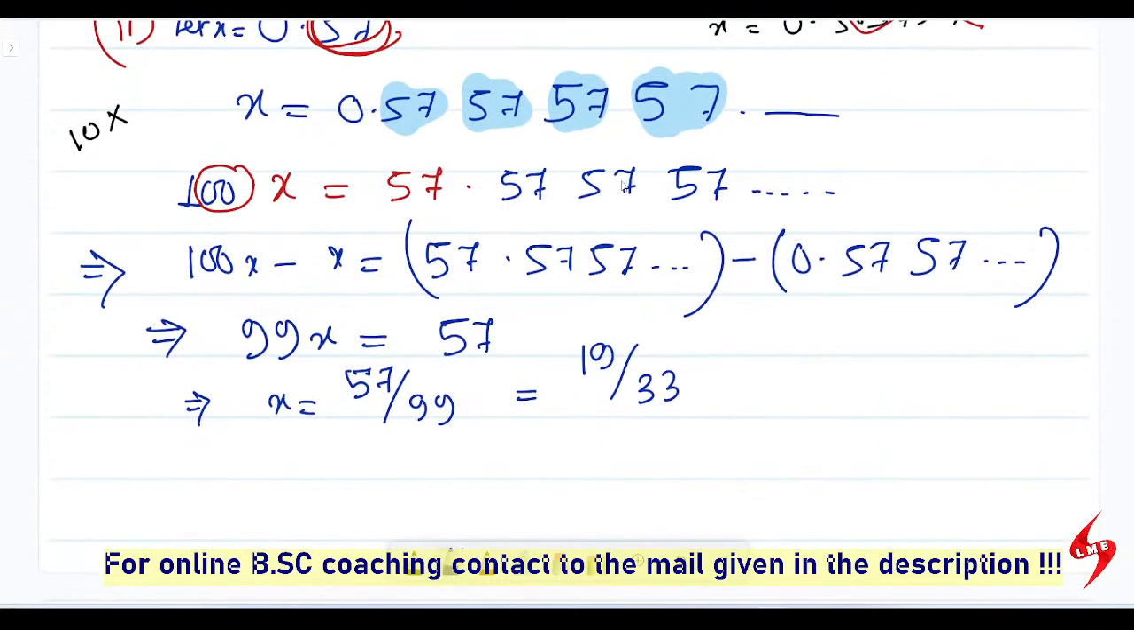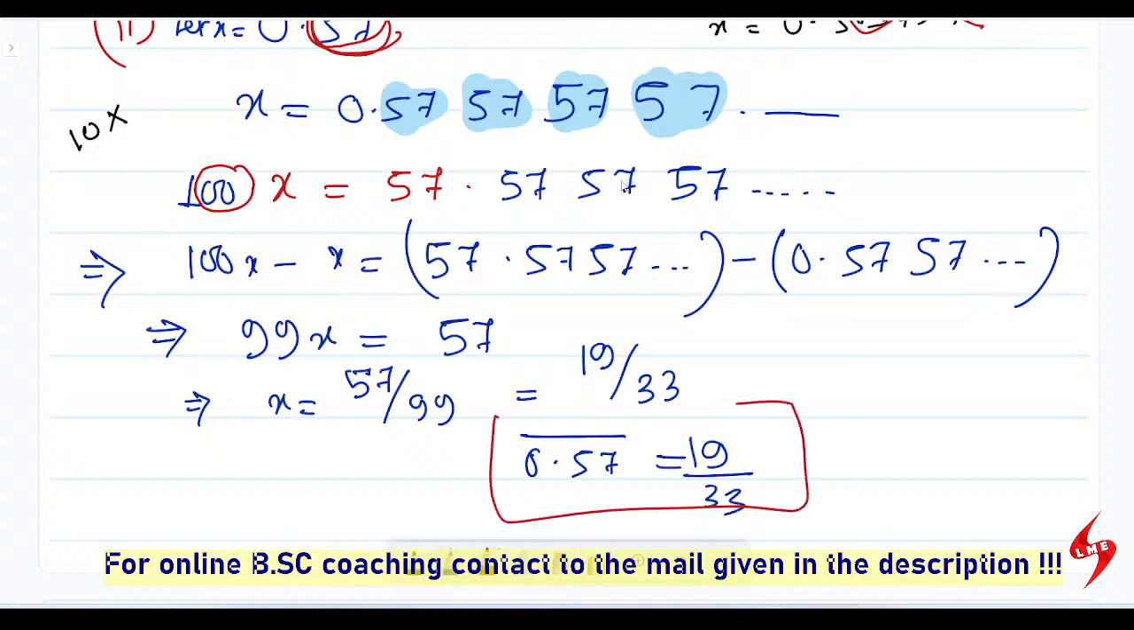So 0.57 bar is 19 by 33. So this is the decimal expression, and this is the p by q expression of the decimal expression.